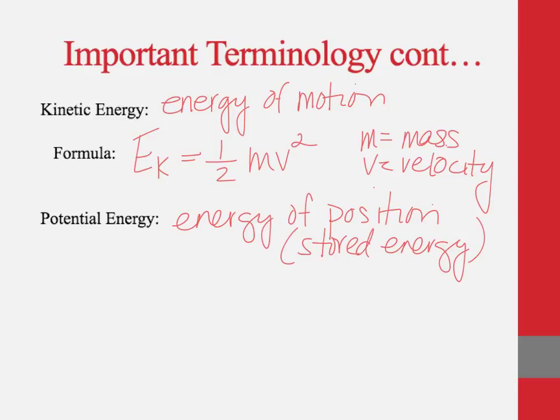So I can have my book sitting on the desk, and that book has potential energy, stored energy. As soon as I take the book and it falls off the top of the desk, that potential energy turns into kinetic energy as it is now moving. And there's different types of potential energy. I'm going to mention a couple here.